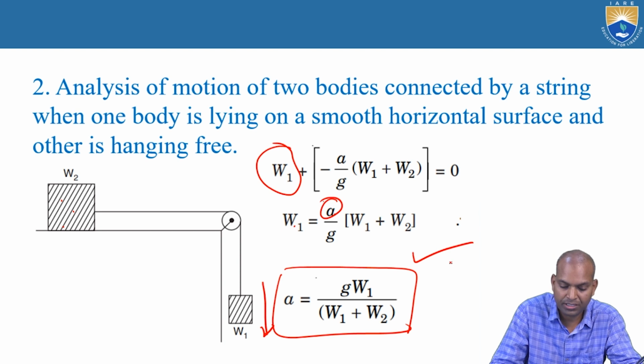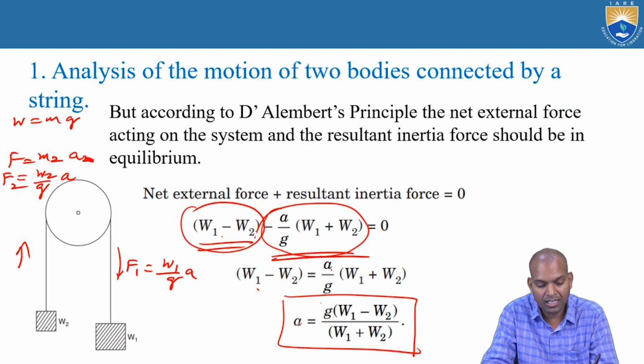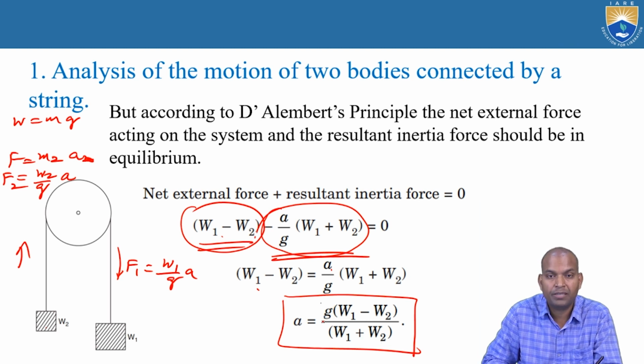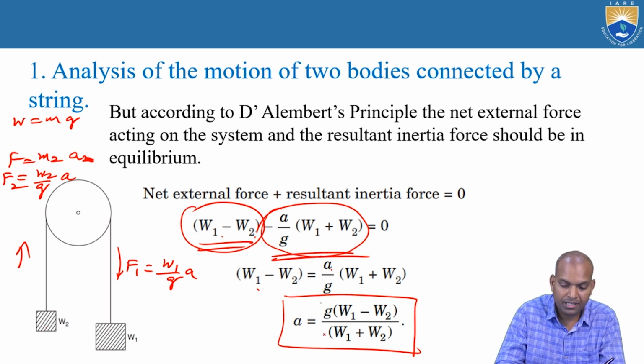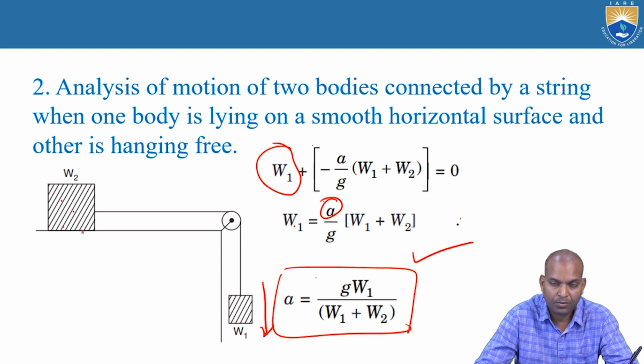This is the acceleration. Acceleration of which bodies? For both the weights, W1 and W2. This acceleration A is for W1 and W2 both. Here the acceleration is dependent on the weight of the bodies, and in this case also the acceleration is dependent on the weight of the bodies.